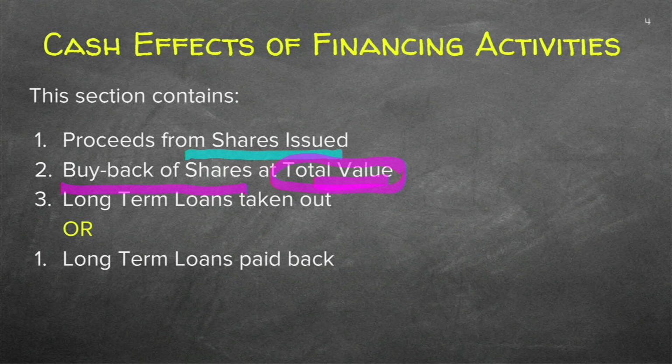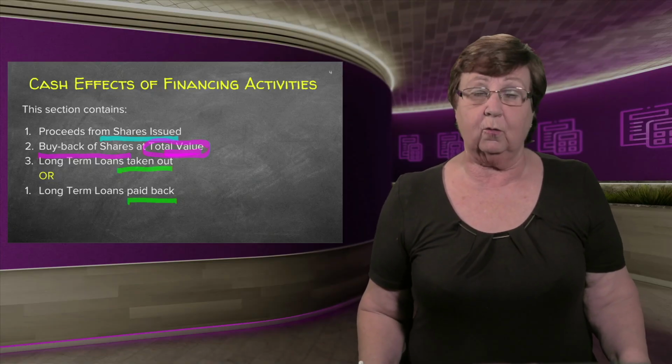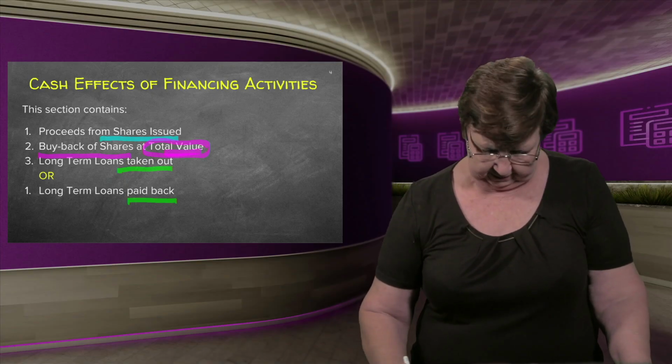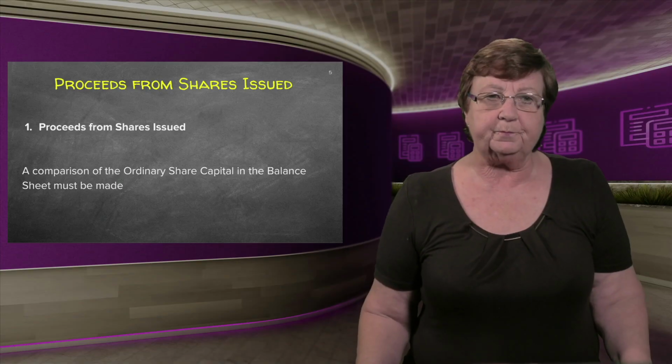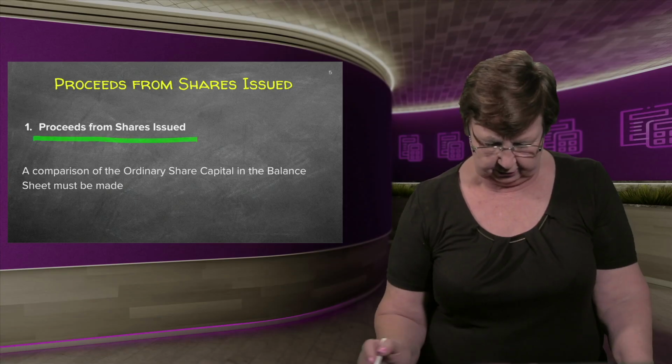And then the third item is when we have taken out a loan, obviously money would flow in, or if we repay a loan, money flows out, because remember, loans have to be repaid. So if we are paying back a loan, then we will also record this in the financing section of the cash flow statement. So let's look at the proceeds of shares issued.